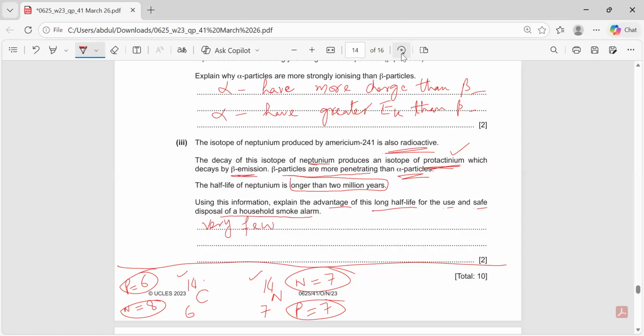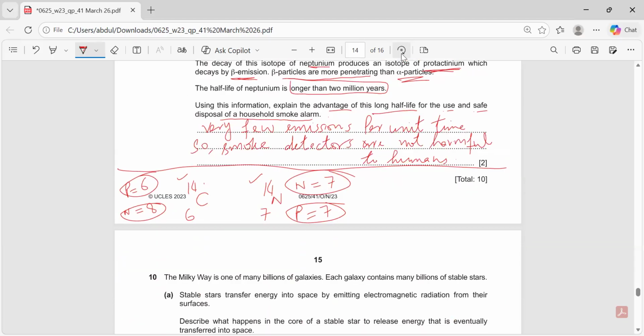Very few emissions. Emissions mean emission of the radiations. Very few emissions per unit time. So smoke detectors are not harmful to humans. That's what can be the answer. Okay, let's move forward.